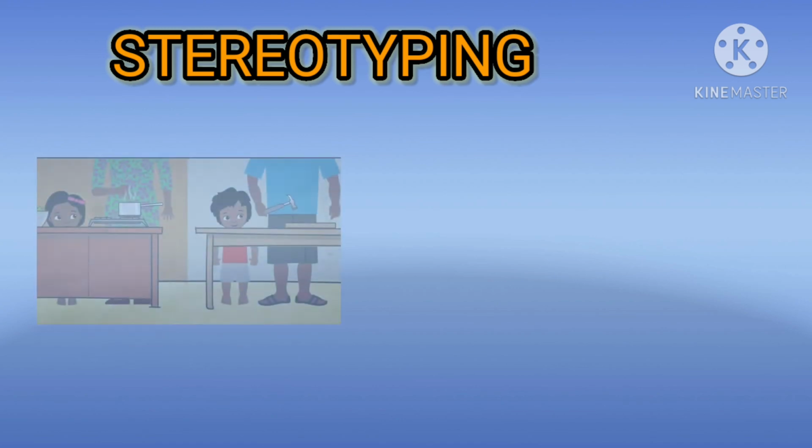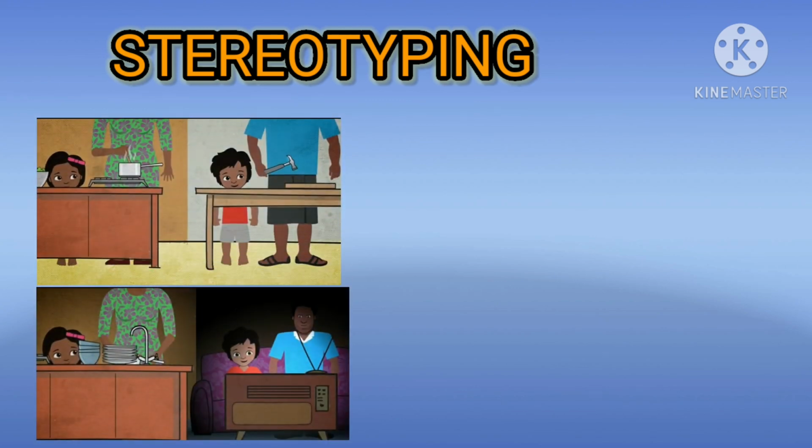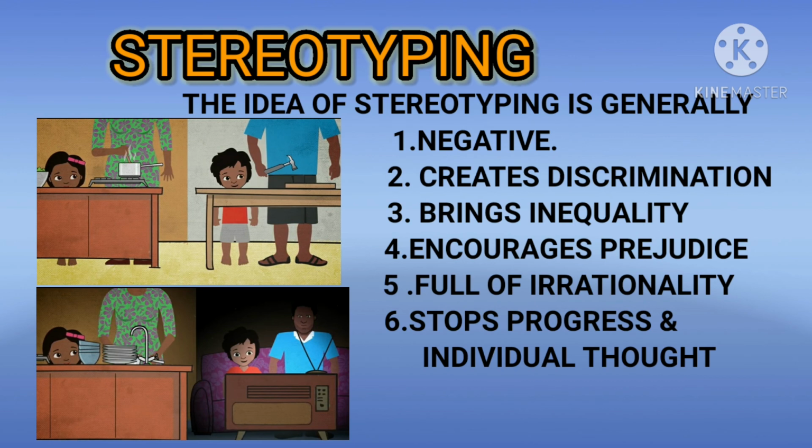Now, students, what does stereotyping generally create? The idea of stereotyping is generally negative. It creates discrimination. It brings inequality in society and encourages prejudice. It is full of irrationality, and it stops progress and individual thought. We already know that stereotyping is a wrong attitude in society. It is not wise thinking, and it comes with this inequality around us. Some people think that if girls are given equal freedom, they will move ahead in life, which is wrong thinking, and it should not be happening in our societies.